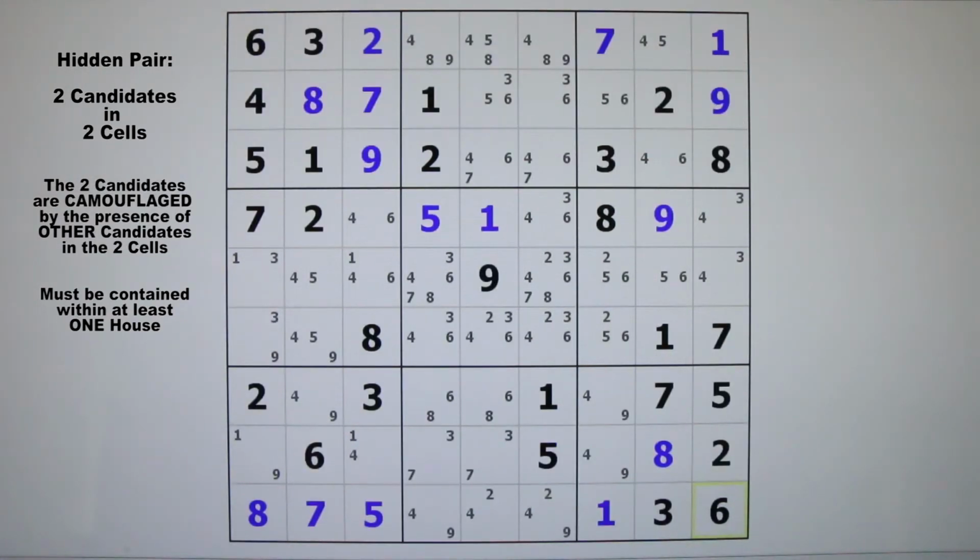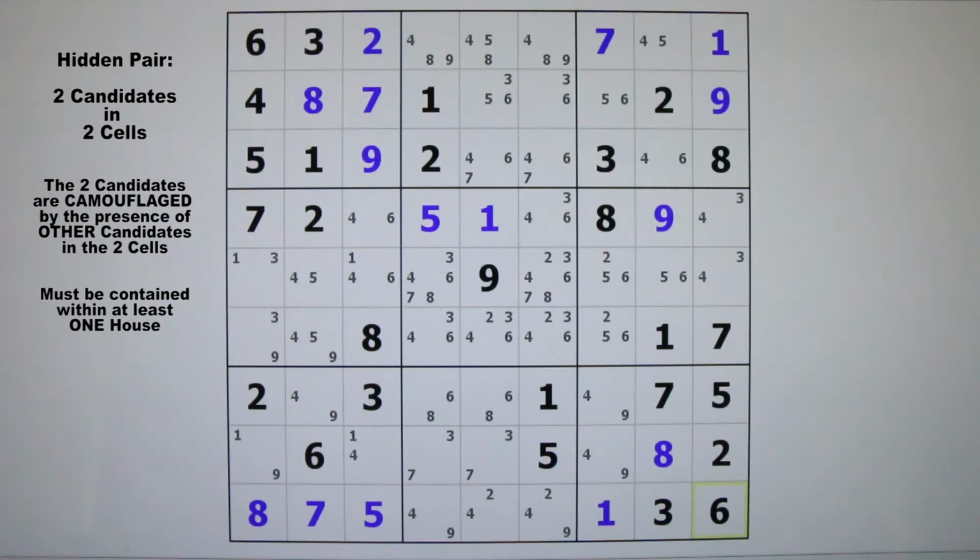Now, in order to find hidden pairs, you have to have a discerning eye, a keen eye, because they're not going to jump out at you. You've got to go searching for them. You've got to dig them out, and they are hard to see. But just like anything else, the more you do it, the better you'll get at them. And who knows, maybe they'll become your specialty.